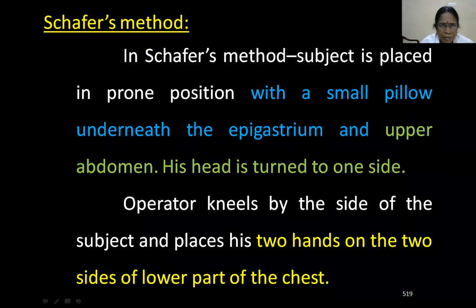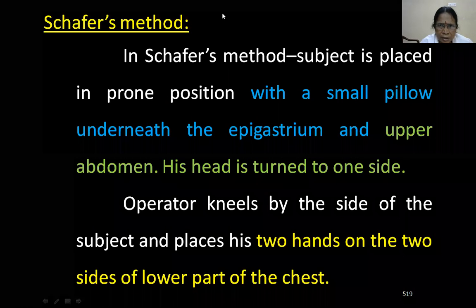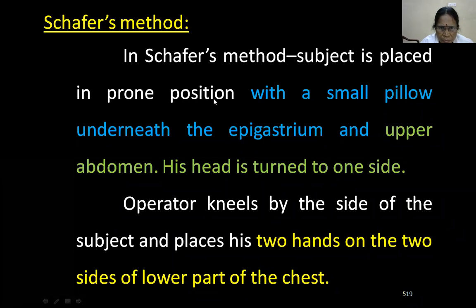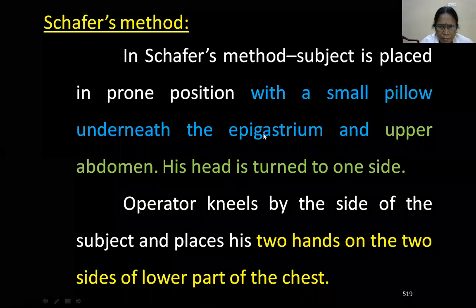Another method. We have finished mouth-to-mouth breathing, Holger Nielsen's method, and now we are going into Schafer's method. All these procedures are important. You have to mention them whenever a theory question comes about these methods. Practically also, viva questions are very important. In Schafer's method, the subject is again placed in a prone position, that is a head-down position, prone position with a small pillow. A small pillow is placed under the epigastrium and upper abdomen.